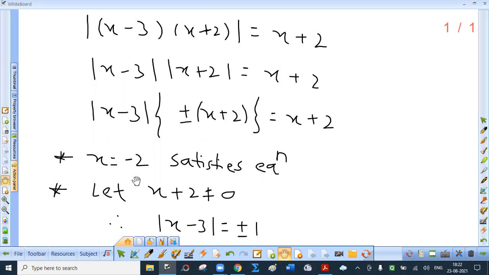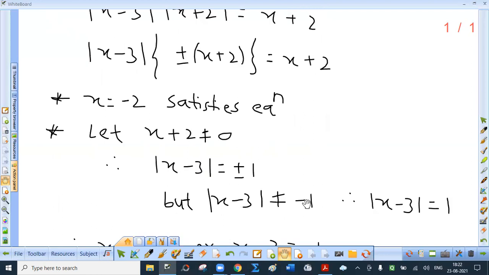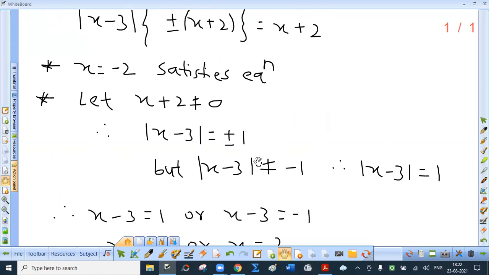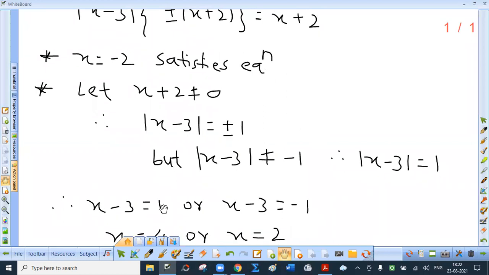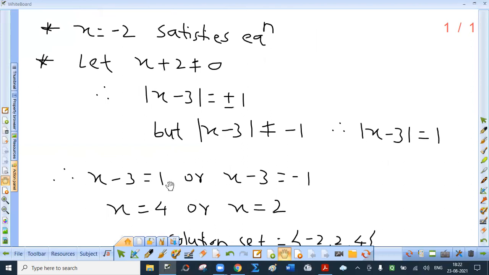I repeat, if x plus 2 is not equal to 0, divide by x plus 2. So mod of x minus 3 into plus minus 1 is 1 because we have cancelled x plus 2. Means mod of x minus 3 is plus minus 1. But can modulus value be minus 1? No. So mod of x minus 3 has to be 1. Now tell me modulus of which number is 1? Mod 1 is 1. Mod of minus 1 is also 1. So x minus 3 is either 1 or minus 1. That gives me x equal to 4 or x equal to 2.